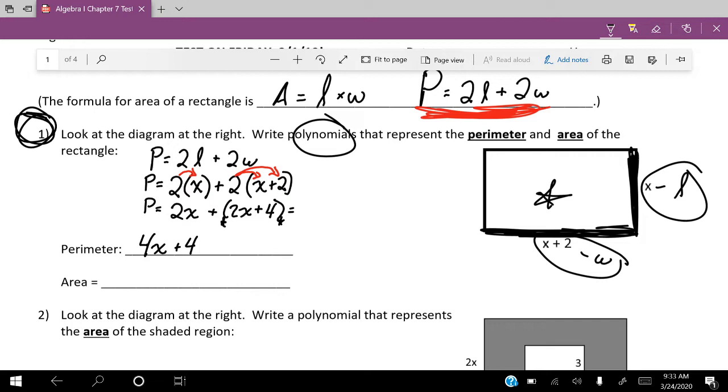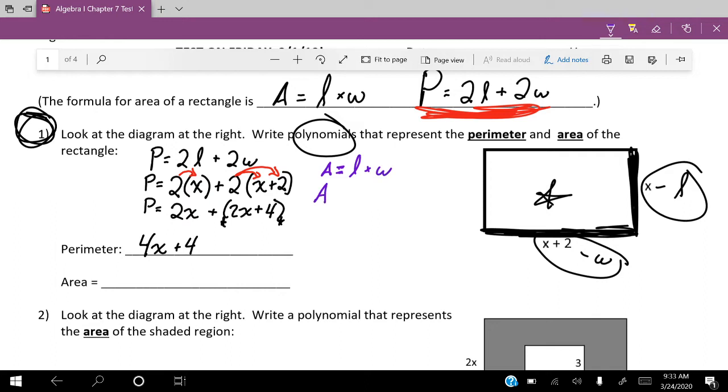So, just going to erase that. Now we're going to do area. I'll do this in a separate color. I'll do this in red so you can, let's change it to dark blue. So, we're going to go ahead and do area. And we know area is length times width.